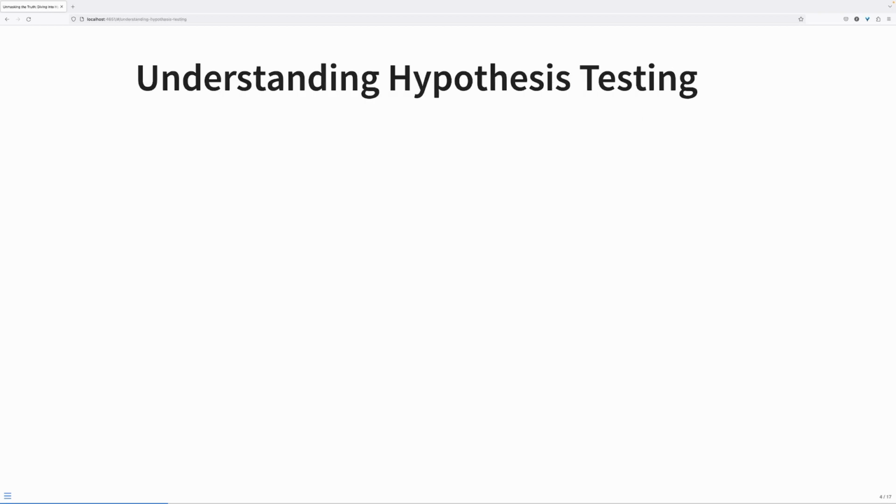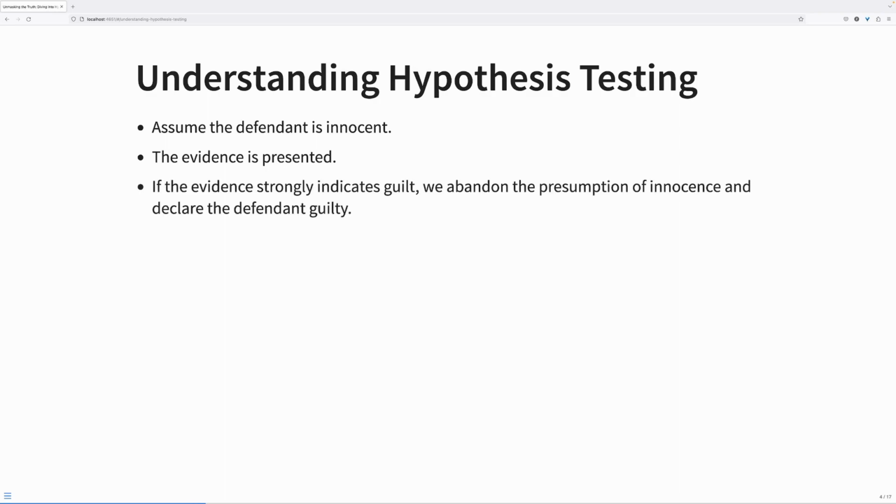How to understand hypothesis testing? A hypothesis test operates on the same principles as a criminal trial. Initially, the defendant is presumed innocent. And as the trial progresses, evidence is presented. And if the evidence strongly indicates guilt, we abandon the presumption of innocence and declare the defendant guilty. If not, then we maintain the presumption of innocence.